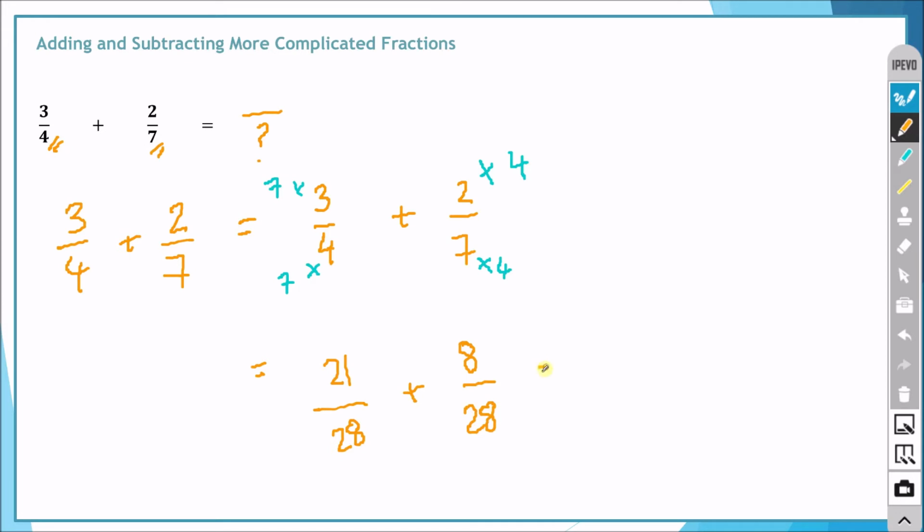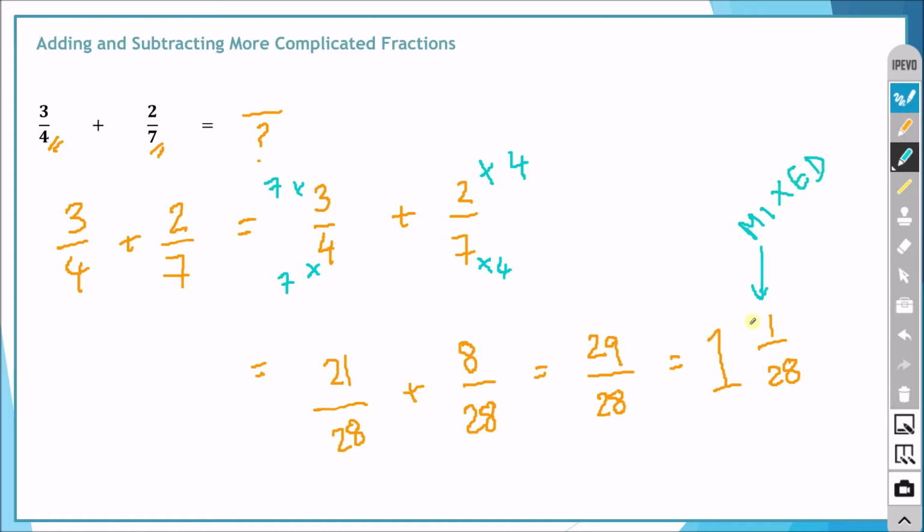So this time, without using the circles, we can work this out. We know the denominator is going to be over 28, and 21 plus 8 gives us 29, which from the previous tutorial we know is the same as writing 1 and 1 over 28. And just as a reminder, this is what's called a mixed number because it contains both a whole number and a fraction, and this is what's known as an improper fraction, because the numerator is bigger than the denominator.